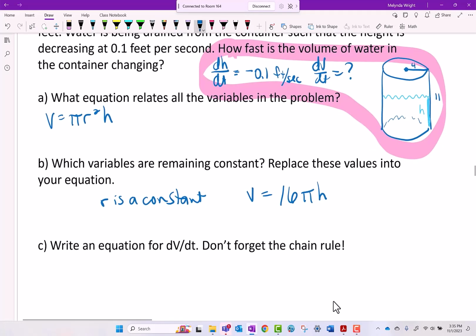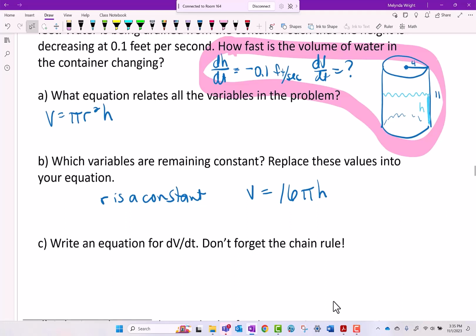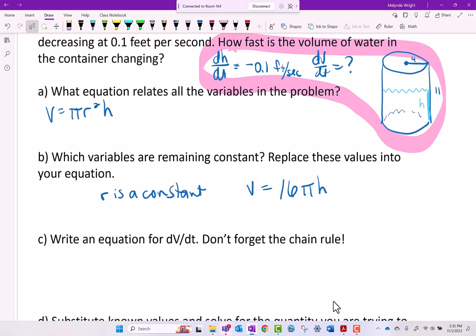Write an equation. So let's take the derivative. And of course, if we need to do the chain rule, we're going to have to do the chain rule, but we always have to tag. So the derivative of V is dV/dt equals the derivative of 16 pi h. No, pi is not a variable, right? It's a number, 3.14, blah, blah, blah. So I take the derivative and I get 16 pi times 1 dh/dt.